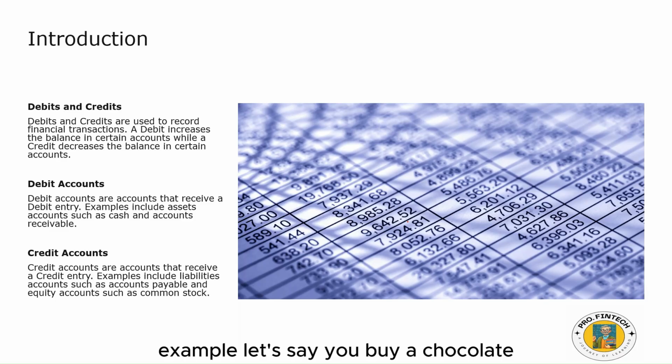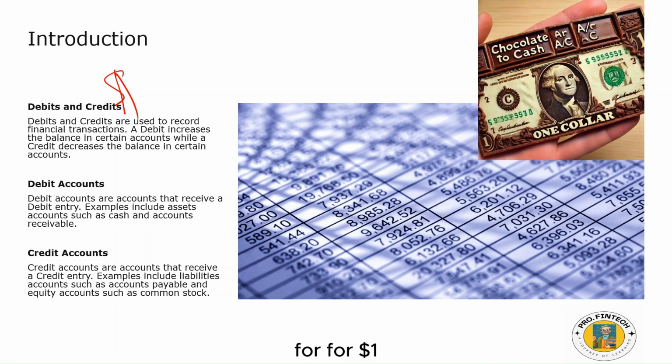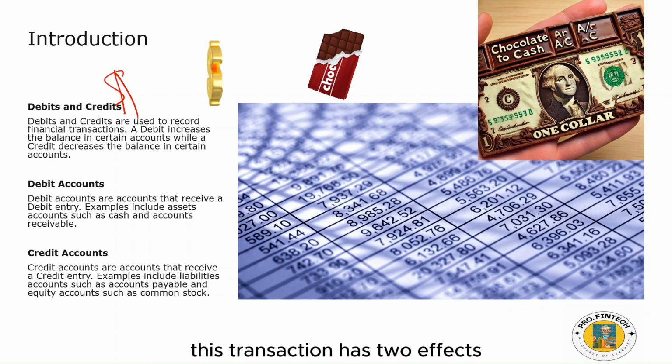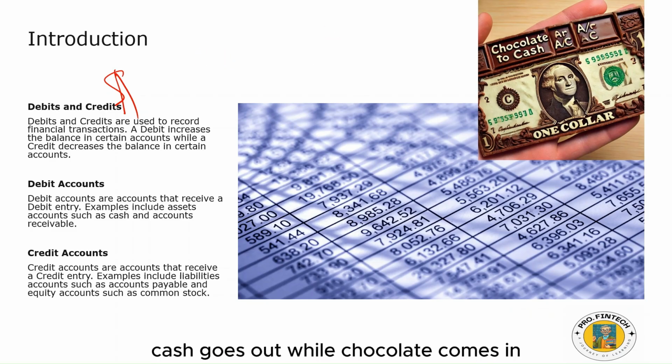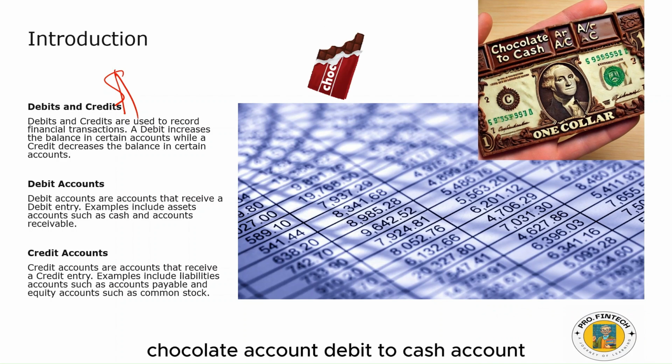Example, let's say you buy a chocolate for $1. Here's how the transaction looks. You pay $1 in cash and you receive chocolate valued at $1. This transaction has two effects. Cash goes out while chocolate comes in. This is an example of debits versus credits. In accounting, what will be the entry for this transaction? Chocolate account debit, cash account credit.